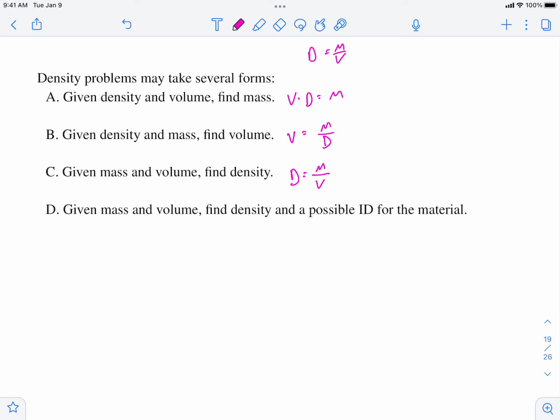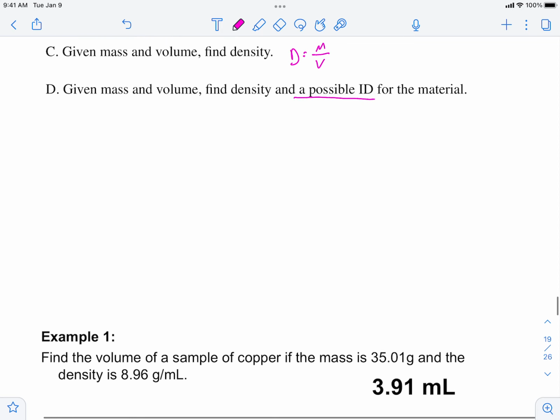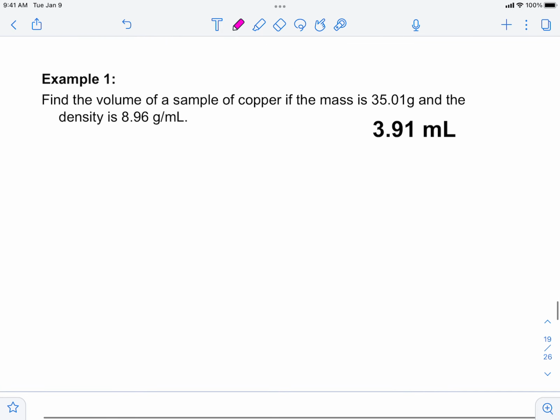Now, oftentimes when we find the density, we can get a possible identification for the material because the density of elements is unique. So if we find the density for one metal, we can look up what the metal's value is and we can make a match, right? So that's one useful aspect of solving for density. So here I have a bunch of sample problems, and we have the answer already given here, but the point is not the answer, the point is the process.